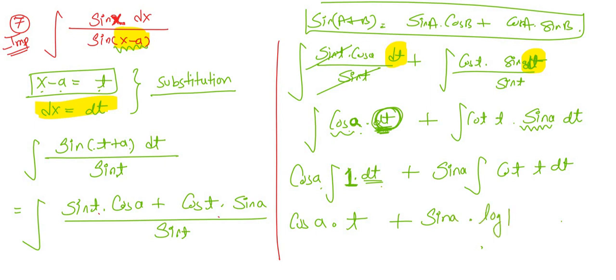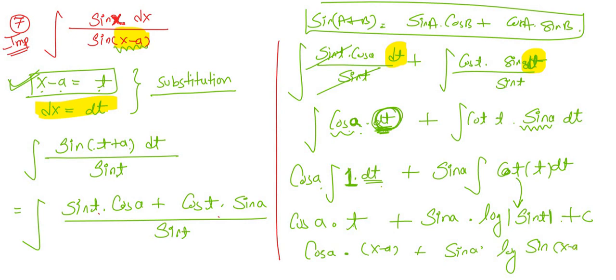Integration of cot is log of sin t plus c. This is a formula, direct formula application, cot of t. And what was t? We have to be careful. t was x minus a. So it will be cos a into x minus a plus sin a into log of sin of x minus a plus c. So this is my answer. Okay, solve it again on your own. 7th क्वेश्चन.